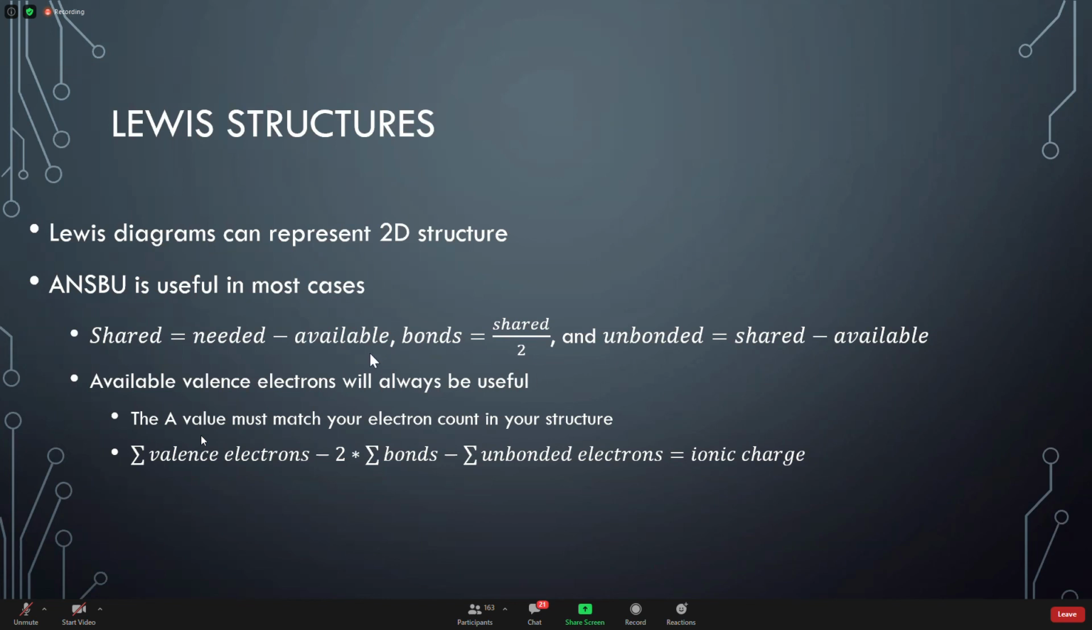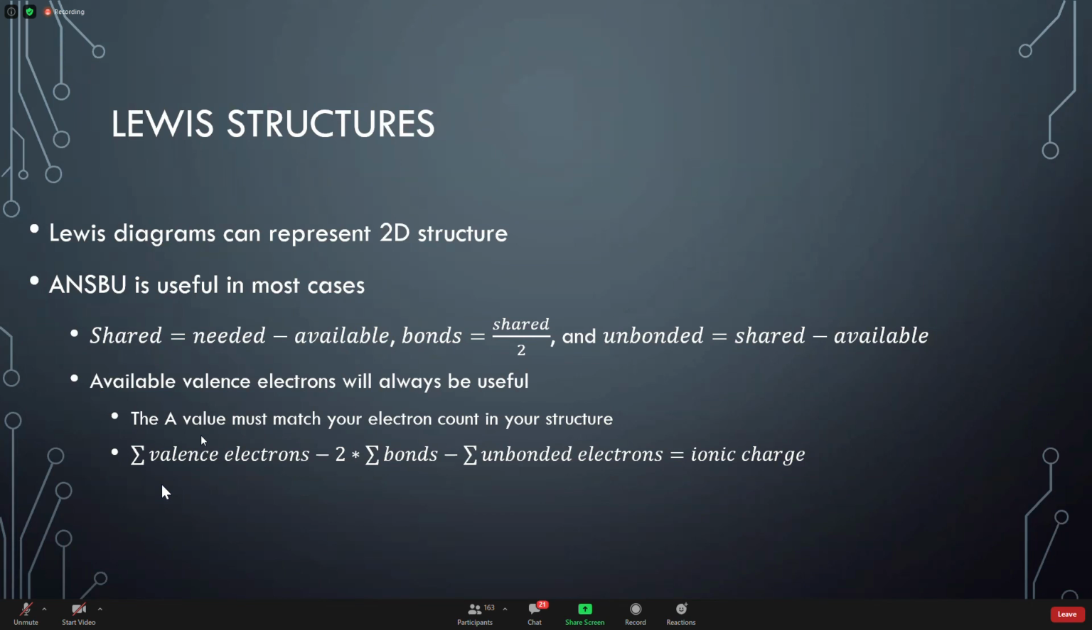Getting back to Lewis structures, it's our 2D representation of molecules. It's not perfectly accurate. Cynthia's going to talk a little bit more about VSEPR theory, which is more accurate. But it's our first model that we had.